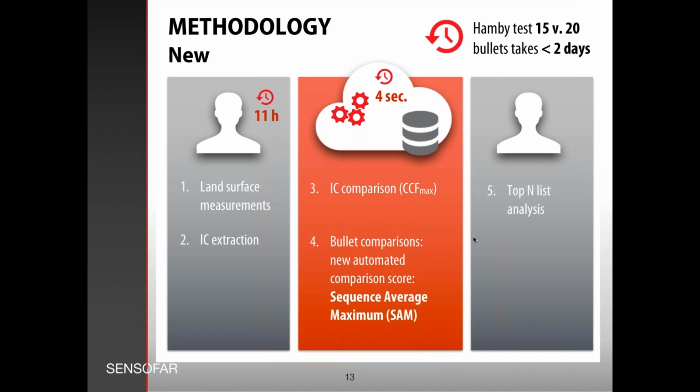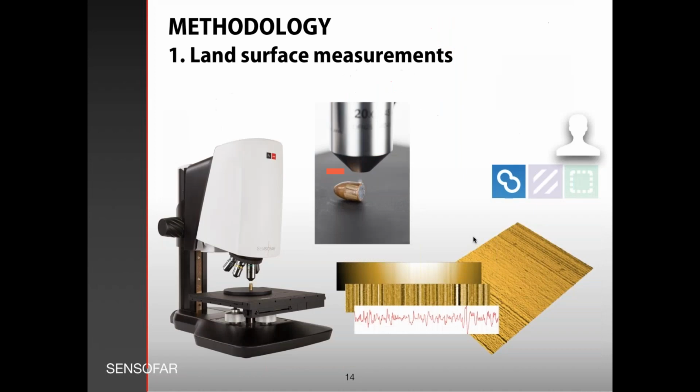This methodology, for example, has been applied with the Hamby test, which consists of 15 unknown bullets that are compared to 20 known bullets. And the timings are 11 hours for the manual bullet measurement and individual characteristics extraction. Then with just 4 seconds, we can calculate all the comparison scores. And finally, the expert will examine the results and bring to the side-by-side microscope the bullets he wants to verify.